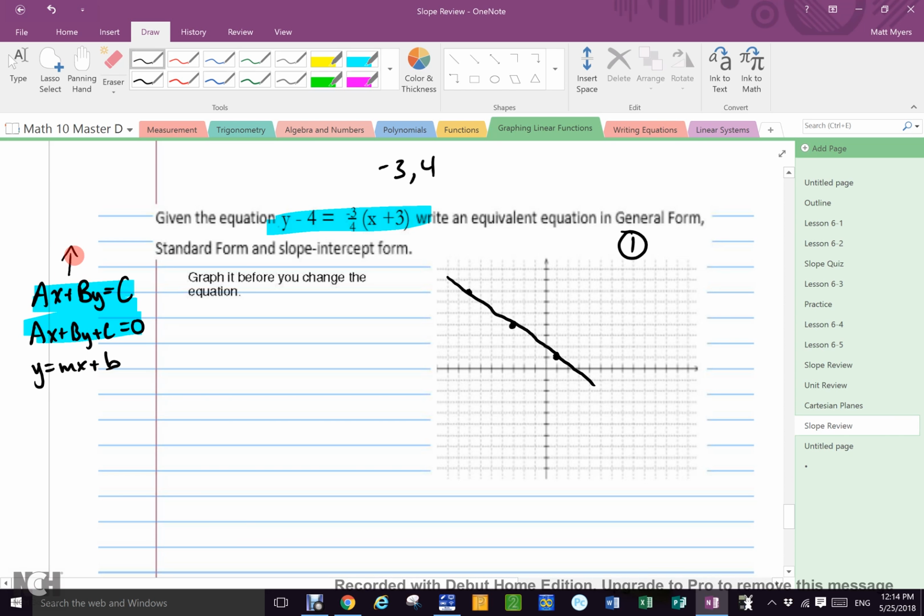General form, yes sir. What are the rules about it? The A x has to be positive. A is positive. What else are the rules? Whole numbers. A, B, and C are never fractions. The general form says so. Which way do you wish to convert first?